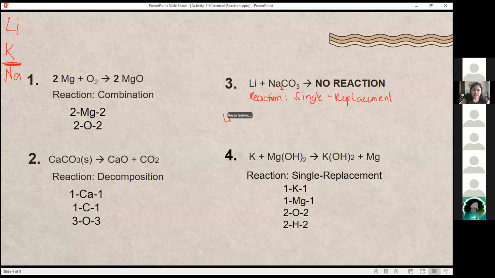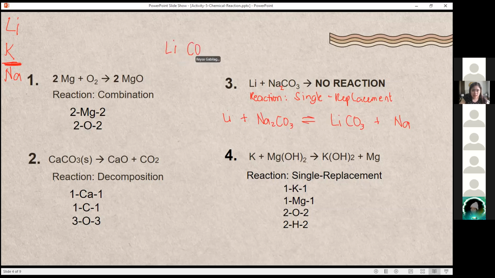So mag-exchange tayo. Let us replace sodium here. This will become now LiCO3. Pero later mag-check tayo kung kailangan ba natin ng subscript or hindi. And sodium will be displaced. So sodium is not included in the diatomic molecule. So hindi yan siya kailangan ng 2 dyan. But for lithium carbonate, let us check whether we need class a subscript or hindi.